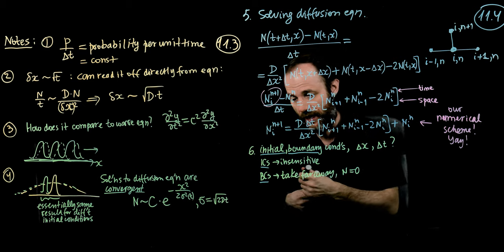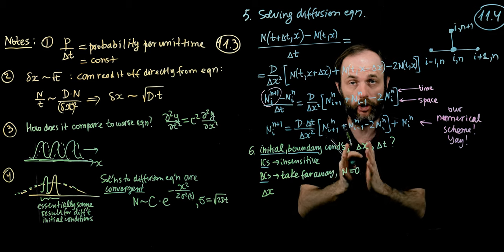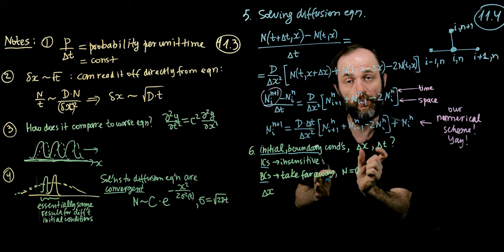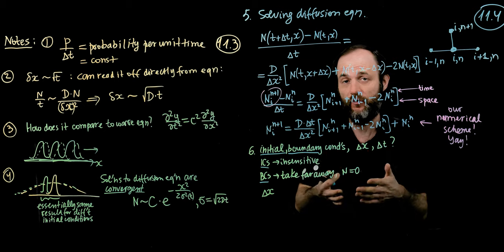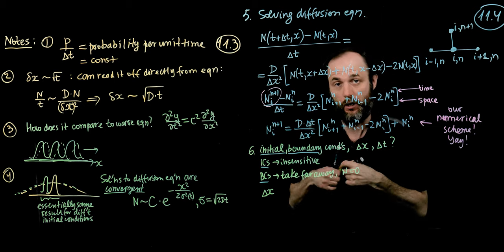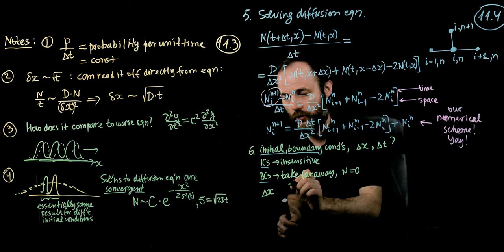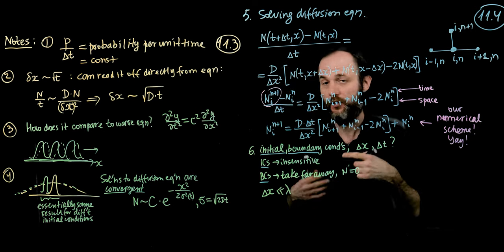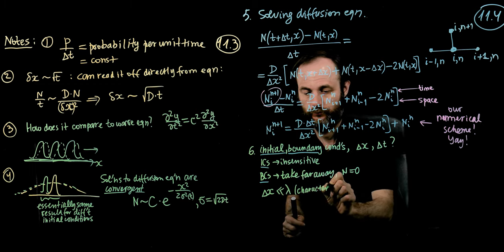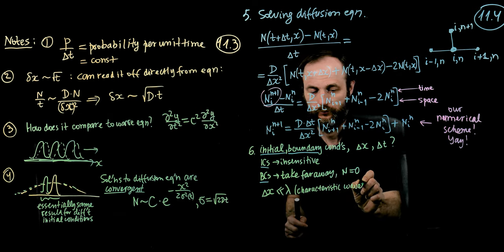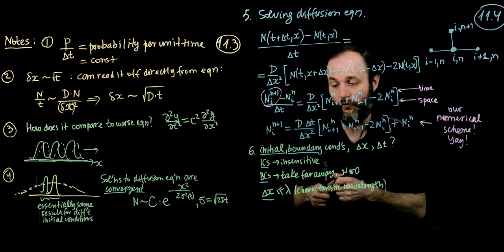So for delta x, the reasoning is pretty clear. If we have a really small, sharp, narrow peak that is diffusing, you need to choose the cells to be small enough such that a few of them fit within this length scale that is characterizing the initial distribution of the energy on the grid. So delta x needs to be chosen to be much smaller than the characteristic wavelength of the problem. And that is our answer for the spatial step.